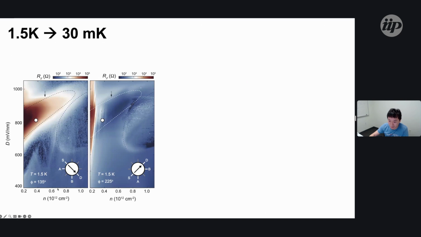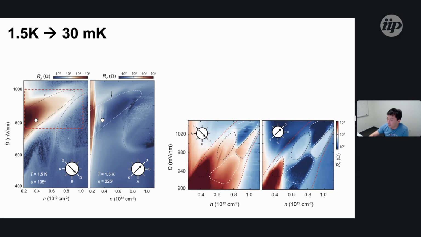Okay, so this is the measurement we did at 1.5 Kelvin. And when you cool down from 1.5 Kelvin to 30 millikelvin, things become more complicated and a little more interesting, right? So we're just gonna focus on this branch, the one that shows high anisotropy, right? And at 30 millikelvin, the red dashed line is highlighting roughly this branch where we have strong anisotropy.